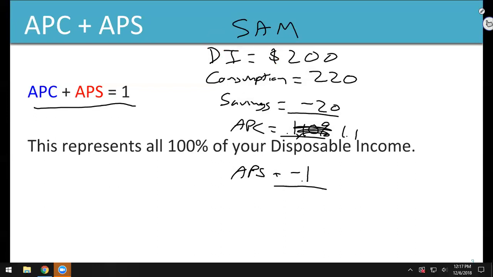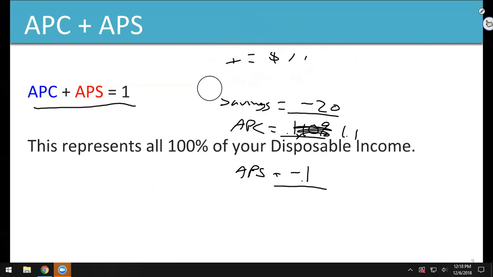APC, average propensity to consume, is what percentage of our income we are spending. And APS is average propensity to save. What percentage are we saving? And this is disposable income. This is our paycheck after tax. It's the part of our income that we can dispose of after Uncle Sam and Virginia have done their thing.